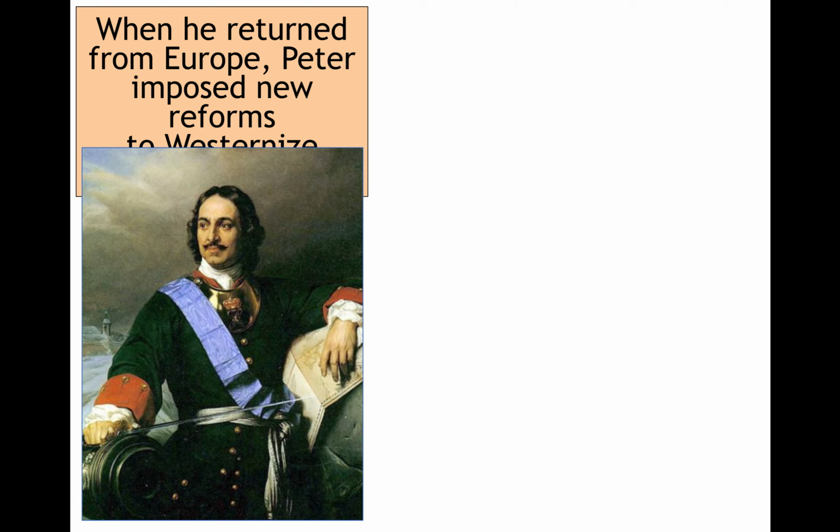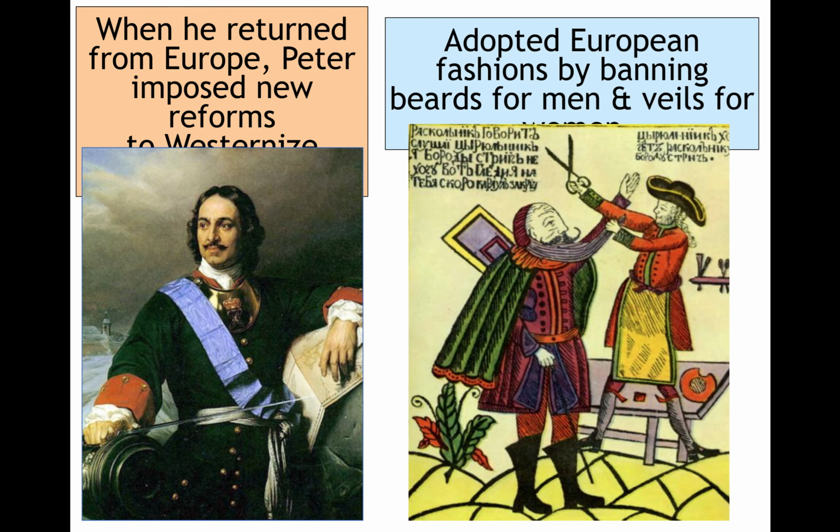When he returned from Europe, Peter imposed new reforms to westernize Russia. He adopted European fashions by banning beards for men and veils for women. It was traditional for nobility in Russia to have long beards. He said, we can't have many more.